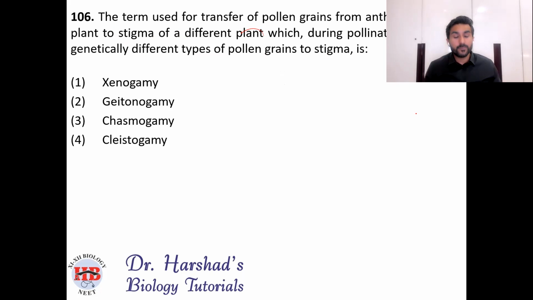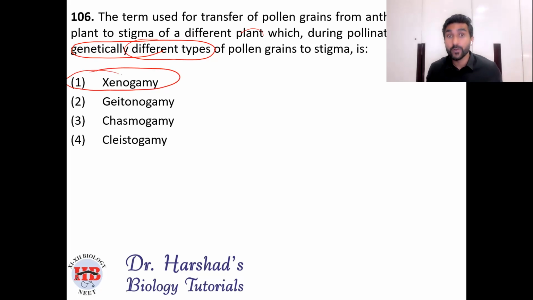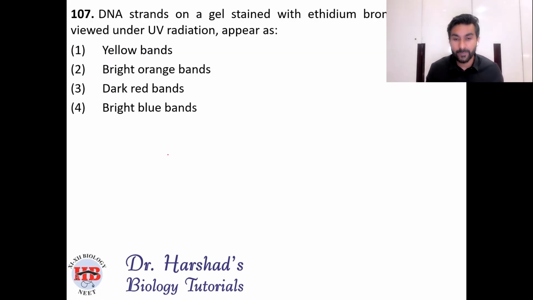We go to the next question. The term used for the transfer of pollen grain from anther of one plant to the stigma of a different plant, which is genetically different. If it is genetically different, it has to be a type of cross-pollination, which is called xenogamy. If it is of the same plant, different flower, it is geitonogamy. Whereas chasmogamy and cleistogamy are regarding open and closed flowers. So this is not something we have to bother about. They have asked you about a type of cross-pollination, which should be xenogamy.